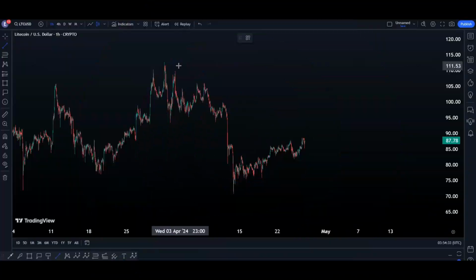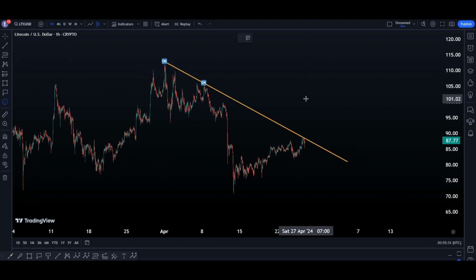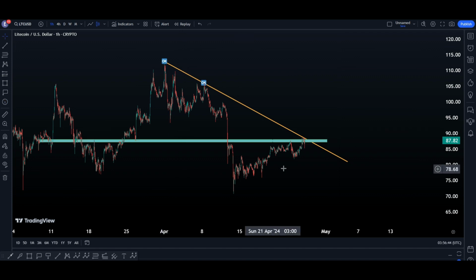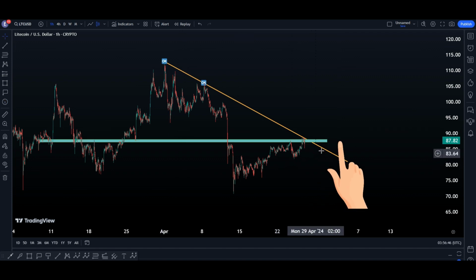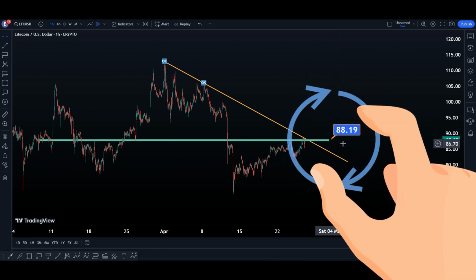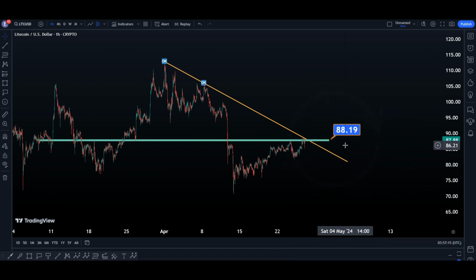First of all, let's see this beautiful bearish trend line here, and as you can see, this is our bearish trend line here, and with this static resistance, probably we have a good resistance here in 88 price.